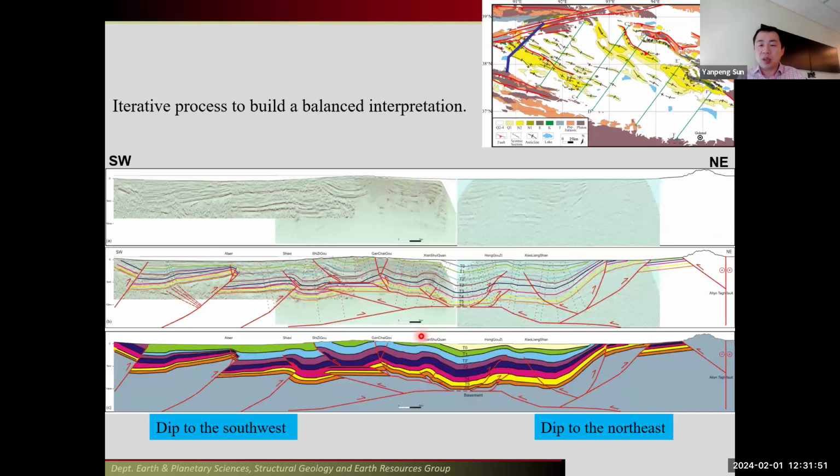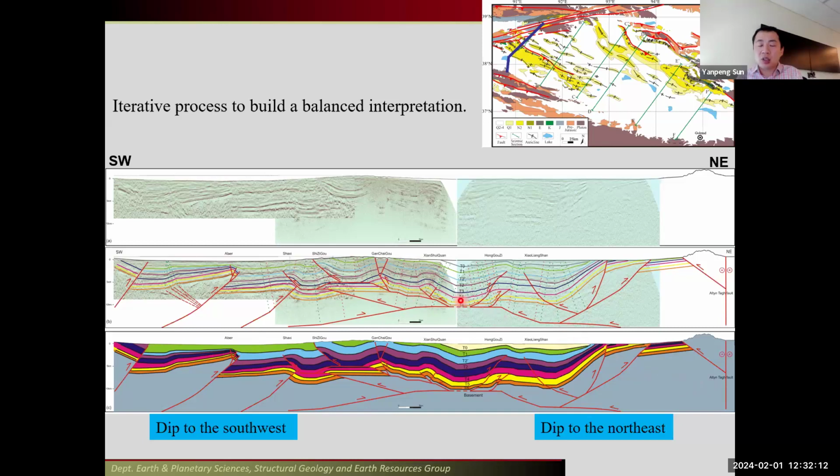And then we apply the same knowledge to the more regional section. This is the line starting all the way from the southwestern margin of the basin, all the way towards the northeastern margin, closer to that left lateral structural fault that I mentioned earlier.